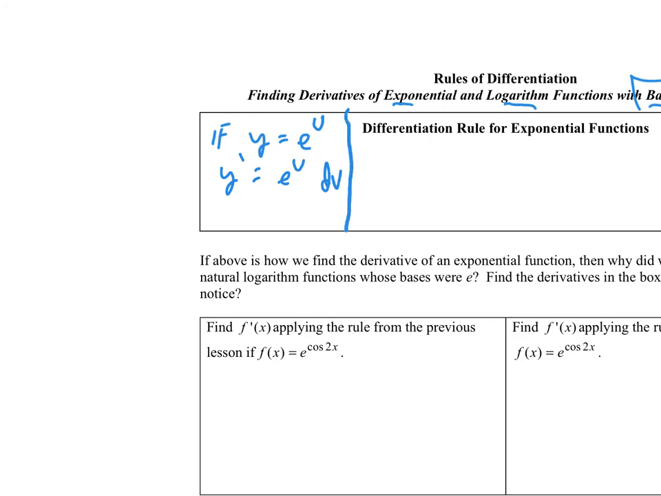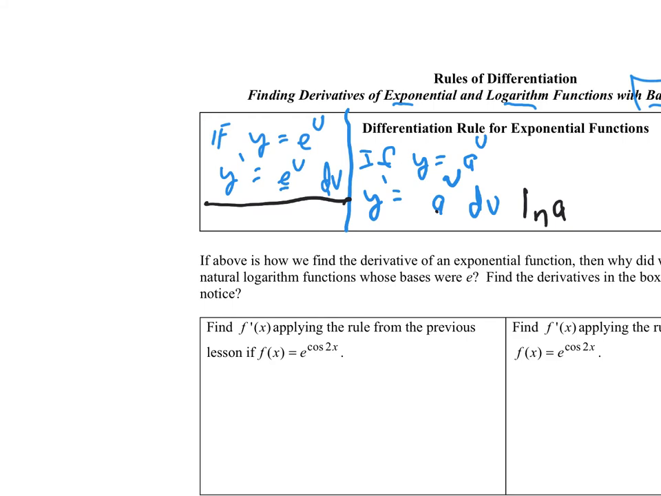The truth was that if y equals any base to the u, any number, not just e, the answer would have been y prime would be a to the u du. Looks very familiar, but there's one more step. Times the natural log of the base. Well, how did that apply to this? Does that definition work when the base was e? Y prime would be keep e to the u, do the du, but now multiply by the natural log of the base, natural log of the base e. Natural log of e is 1. So it still came out to the same answer.